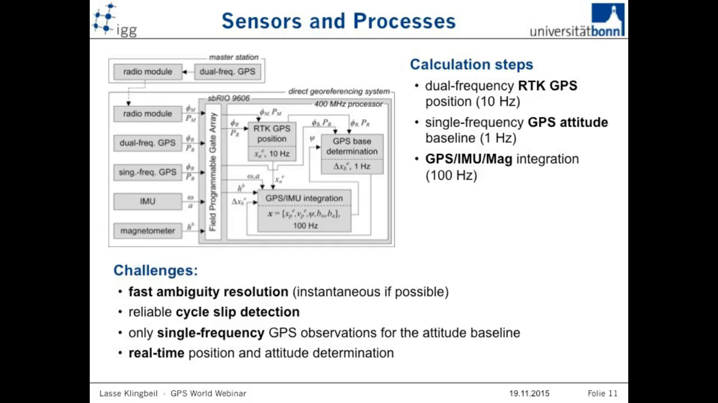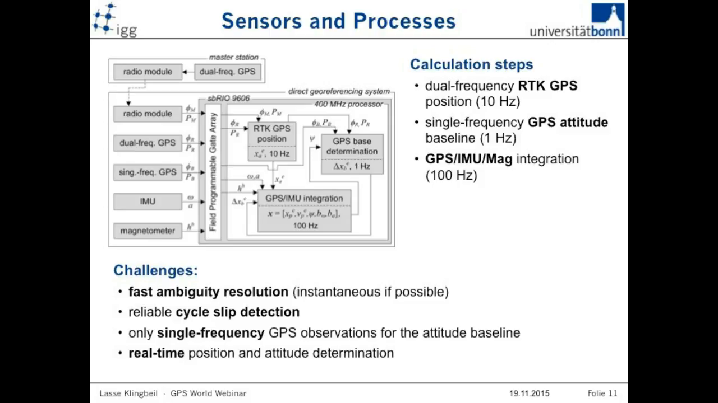This is maybe a bit too detailed. I will quickly go through that. So we have this module, and the module has a real-time processor, so a real-time operating system running on a small processor, and we have an FPGA which parallelizes the data very quickly. And then we have a few tasks running, which is the RTK GPS solution algorithm. We have the GPS attitude, which is processing the baseline data. And we have the integration of the whole thing using filters.